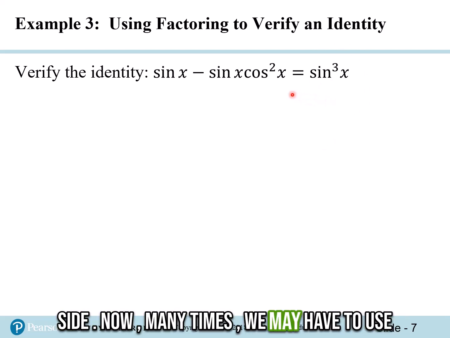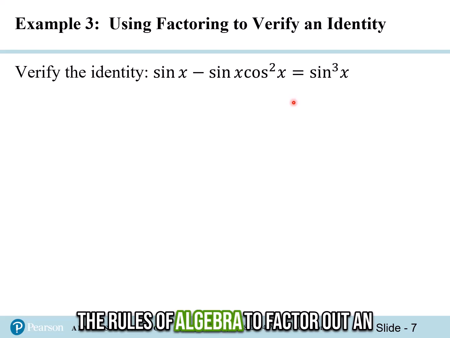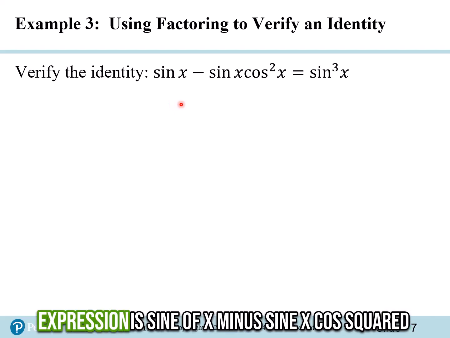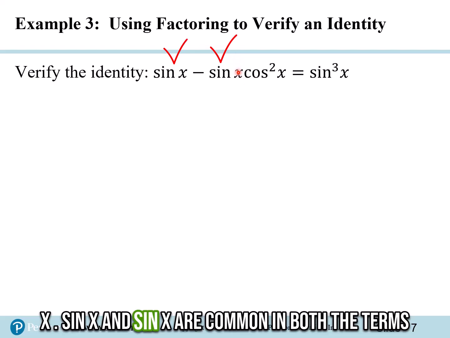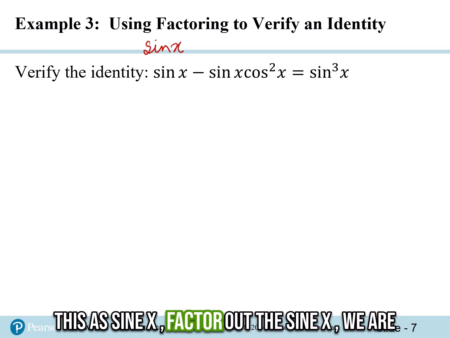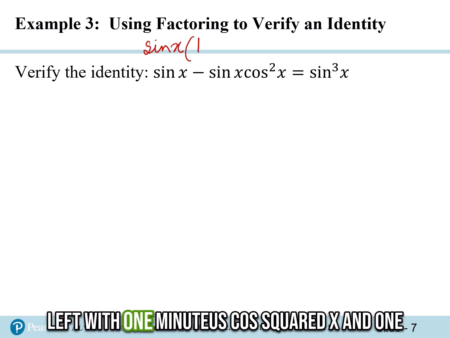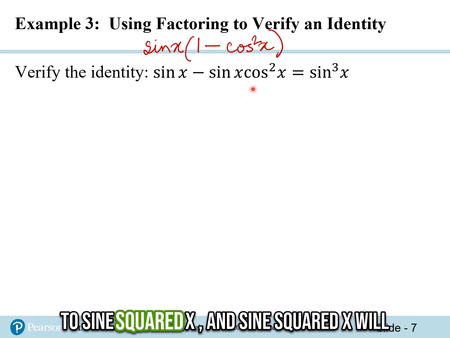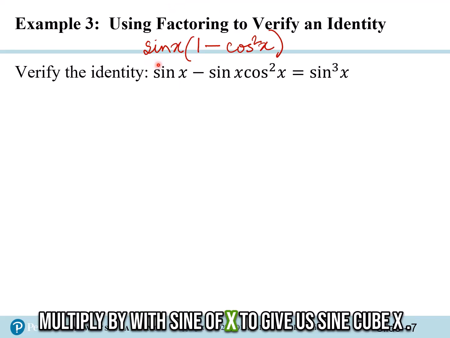Now, many times we may have to use the rules of algebra to factor out an expression. So on the left-hand side, we see the expression is sine of x minus sine x cos squared x. Sine x and sine x are common in both the terms here. We can factor that out. So we can write this as sine x, factor out the sine x, we are left with 1 minus cos squared x, and 1 minus cos squared x, if you recall, is equal to sine squared x, and sine squared x will multiply with sine of x to give us sine cubed x.